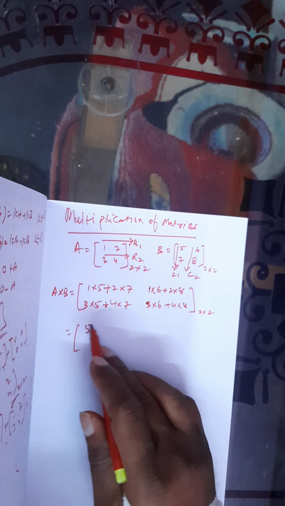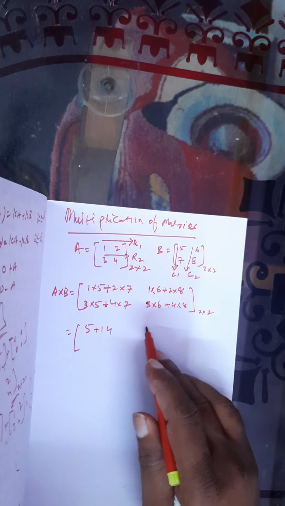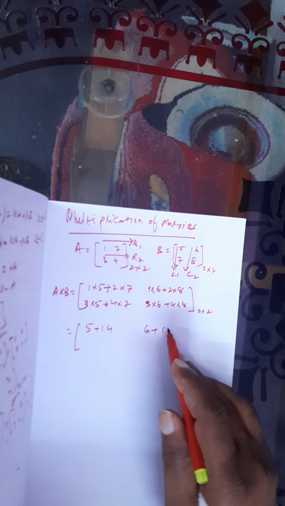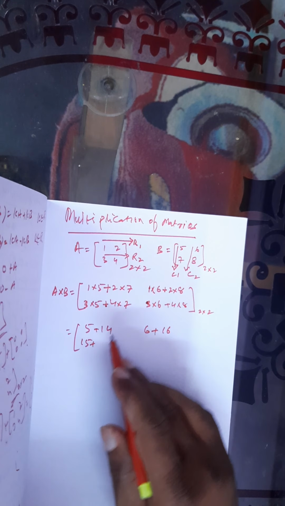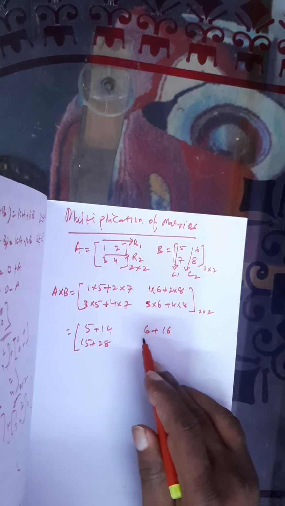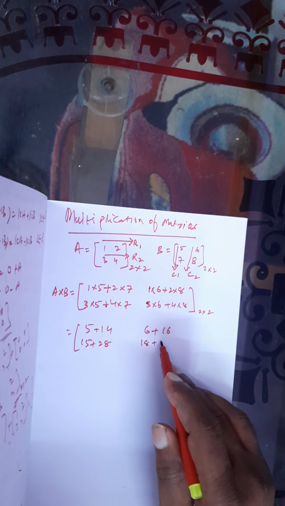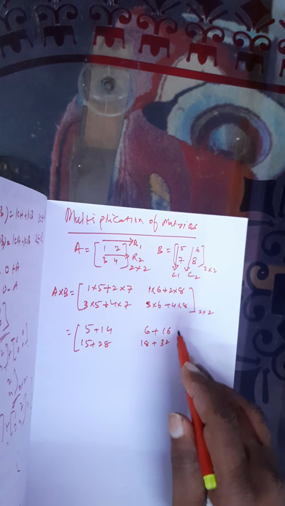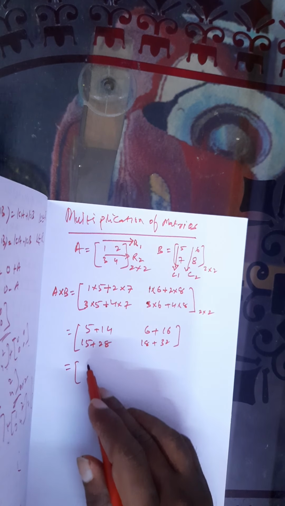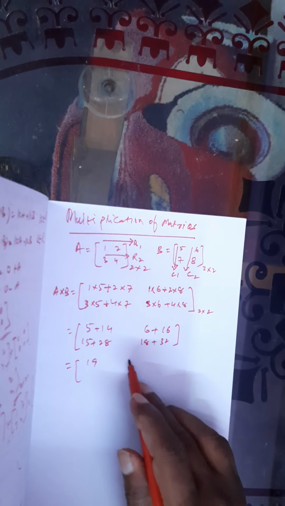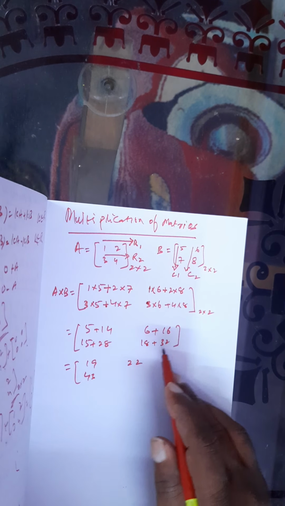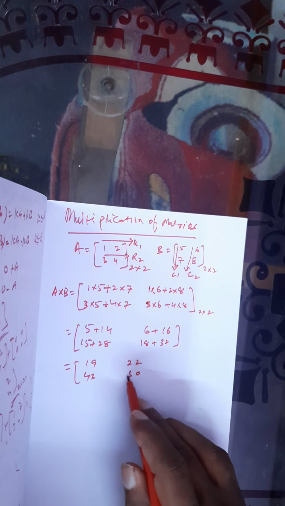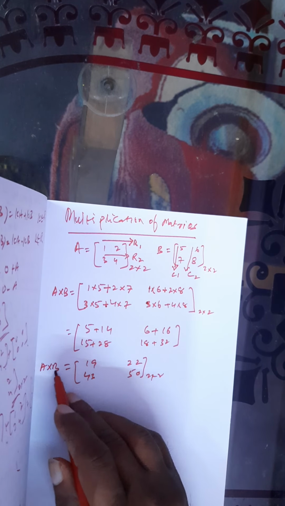5 ones are 5, plus 14; this is 6, plus 16; this one 15, plus 28; and 18 plus 32. Now this is nothing but 19, 22, 43, 50. So, this is the product of AB.